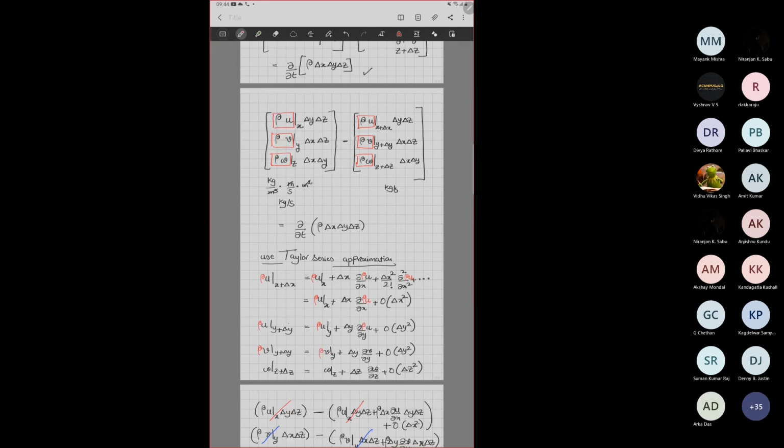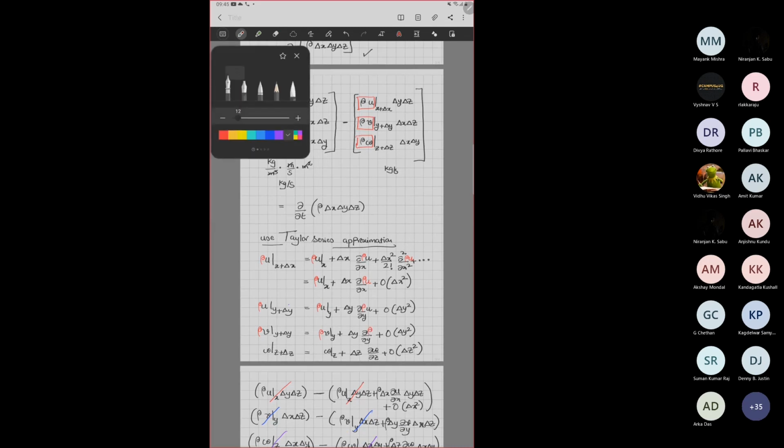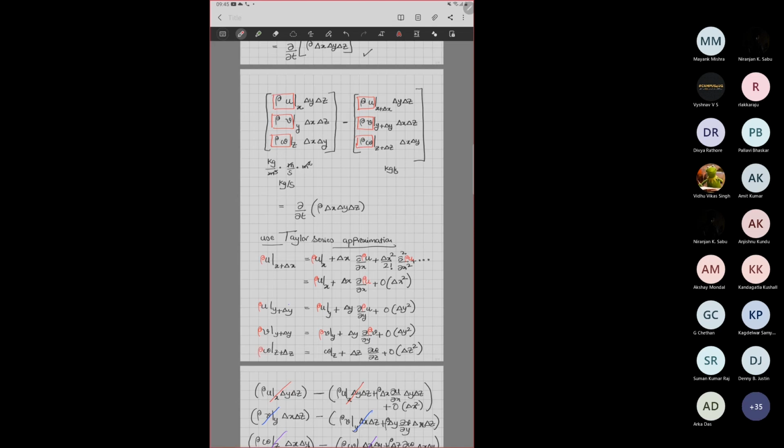rho V, complete expansion, and here V also becomes rho V, and here rho W, and this one changes to rho multiplied by W.